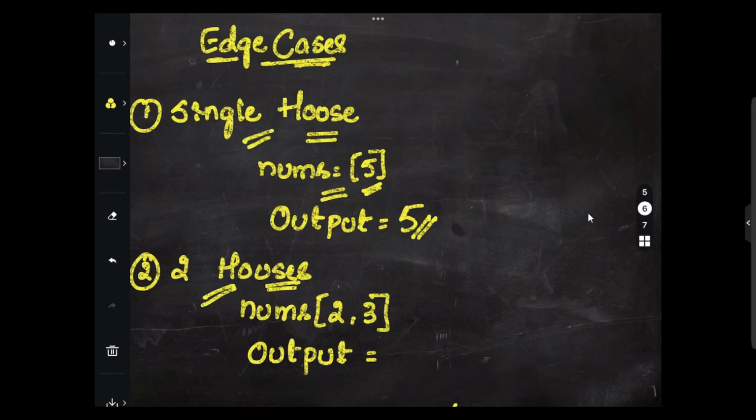Next let's go with the two houses. We'll go with the condition two houses. So for the first house we have the amount 2 stashed in it, and for the second house we have the amount 3 stashed in it. So we will be considering 3, right? If we consider the first house, we cannot consider the last house. If we consider the last house, we cannot consider the first house. So we can consider any one of the houses. In this case we will consider 3 because that is the max, right? Maximum of 2 comma 3 will be 3. So I hope the second condition is clear.